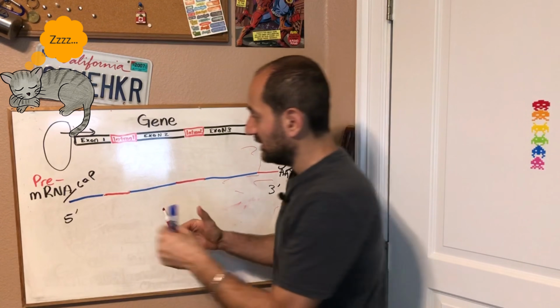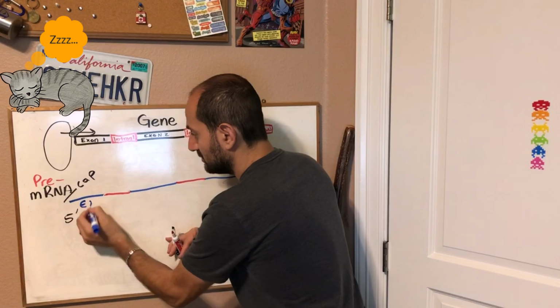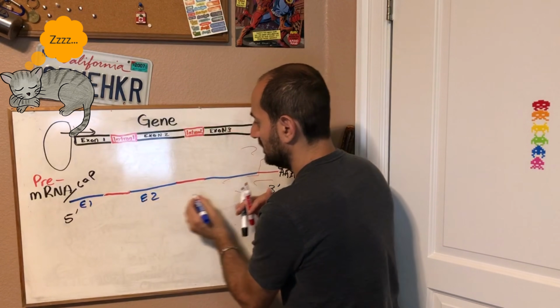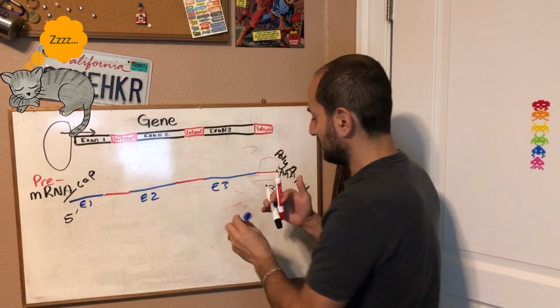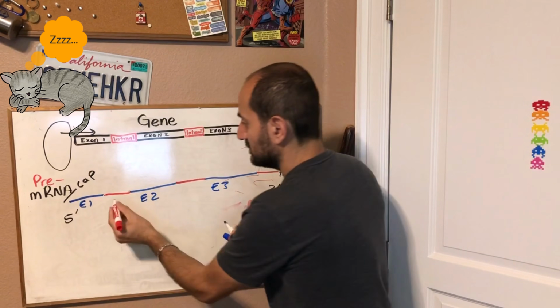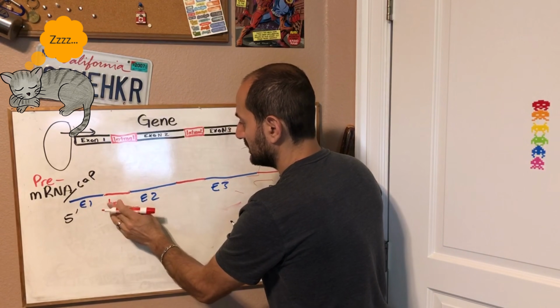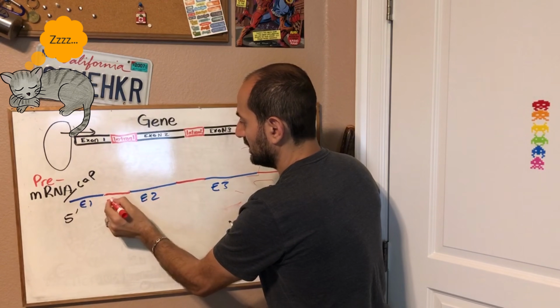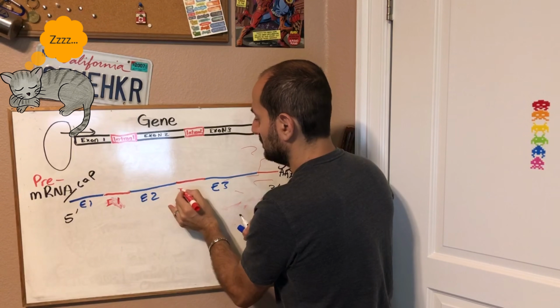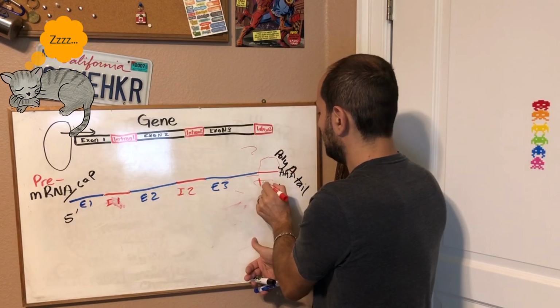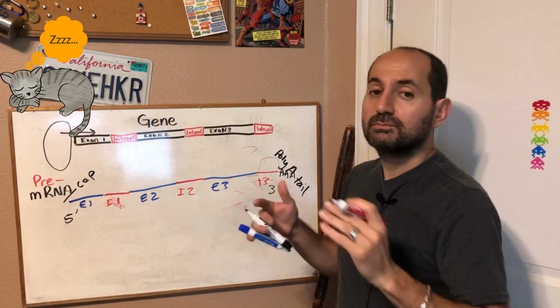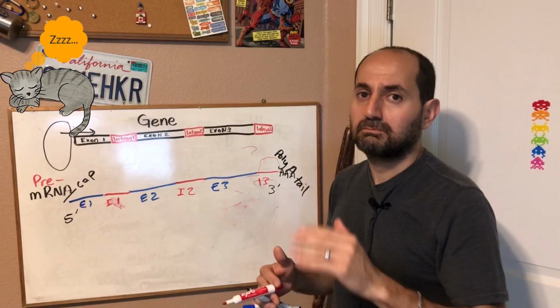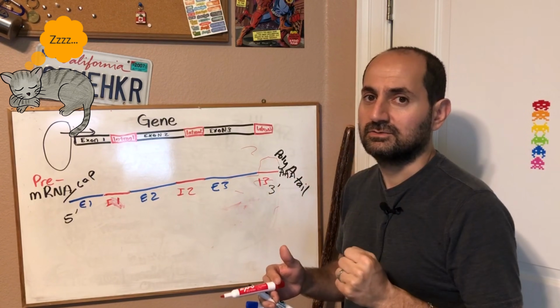Because remember, the blue part is exon 1, exon 2, exon 3, right? But you have the red parts, which are intron 1, I'll just call it I1, I2, and I3. We have to remove the introns. This is called splicing out the introns.